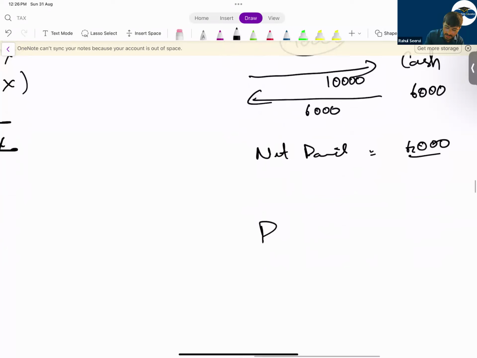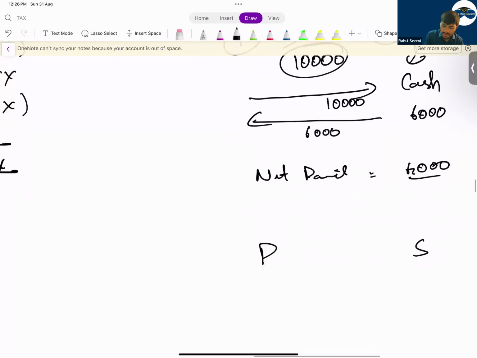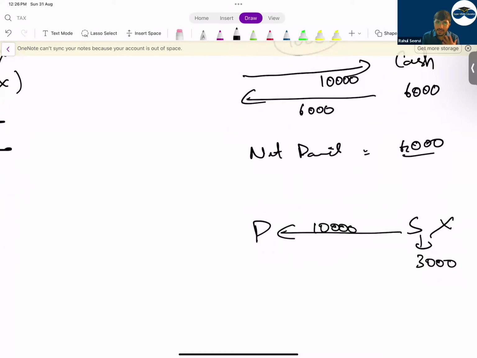Same way for disposal: a parent company and a subsidiary company. The parent company disposed of this company, which means when they dispose of it, they receive 10,000. But this company had a cash balance of 3,000. So ultimately, I'm getting 10,000, but I'm losing 3,000. So how much is the net amount I received? 7,000. I hope this is clear to everyone.